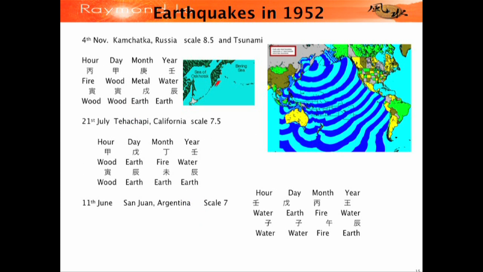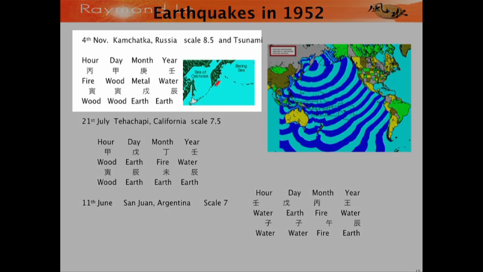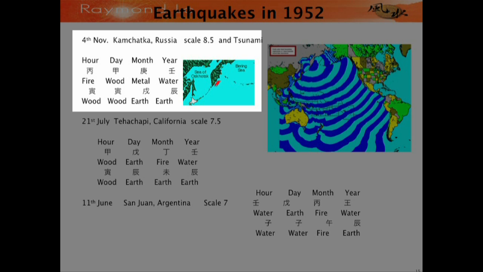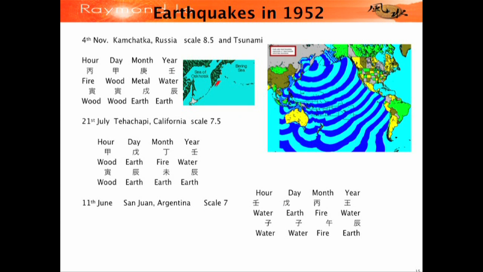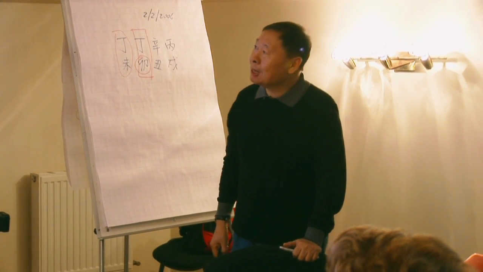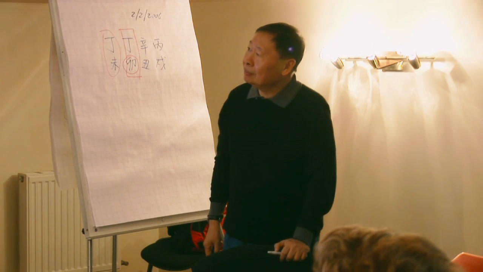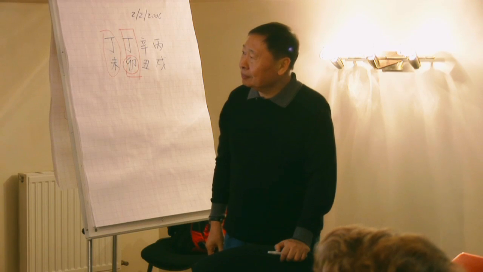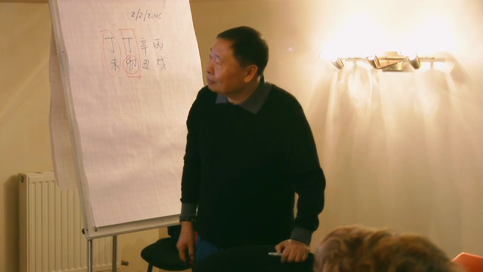Now we look at the history of the year of the dragon. Actually, it has many serious earthquakes. That happened exactly 60 years ago in 1952, in Eastern Russia, on Kamchatka, magnitude 8.5, and it triggered a tsunami. This is a picture of how the tsunami reached as far as South America.